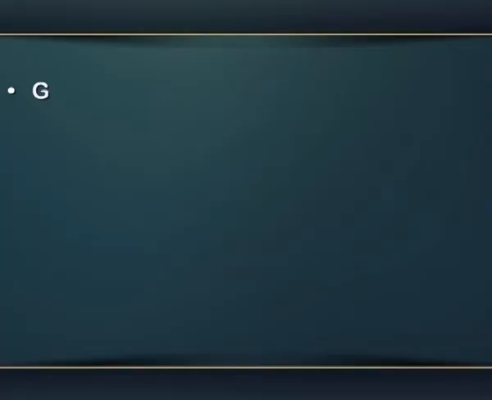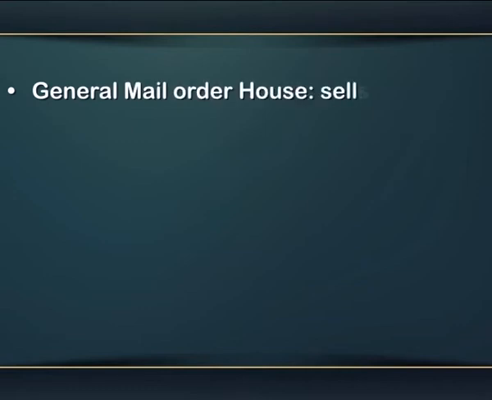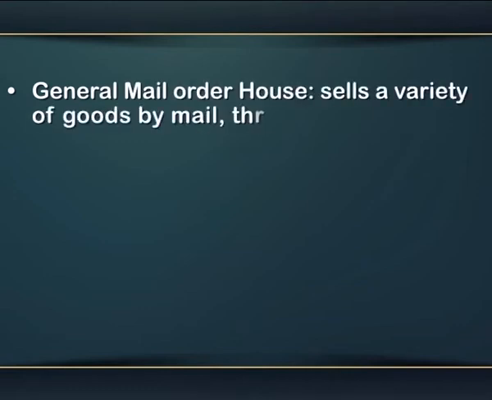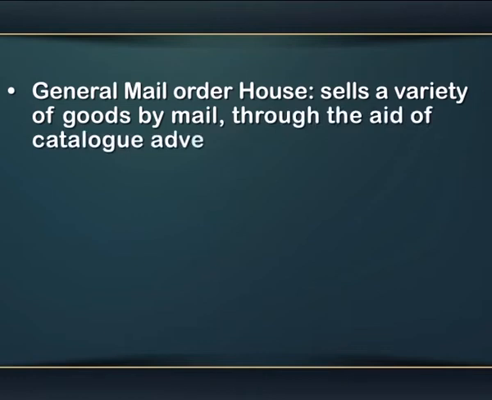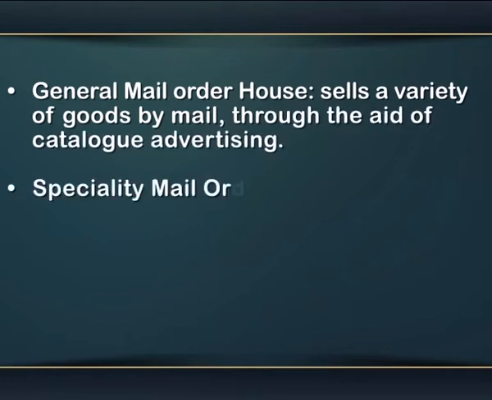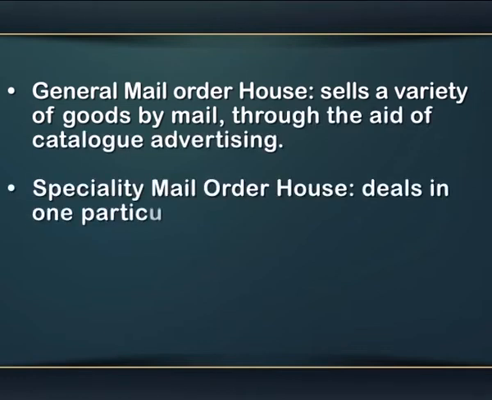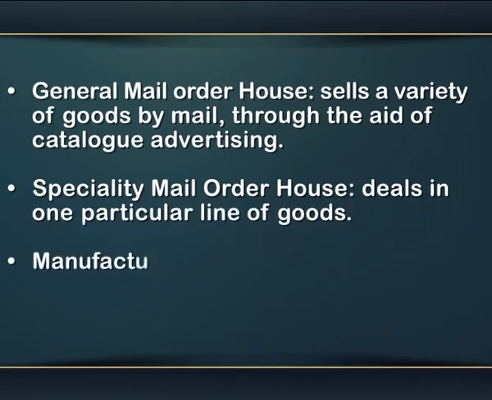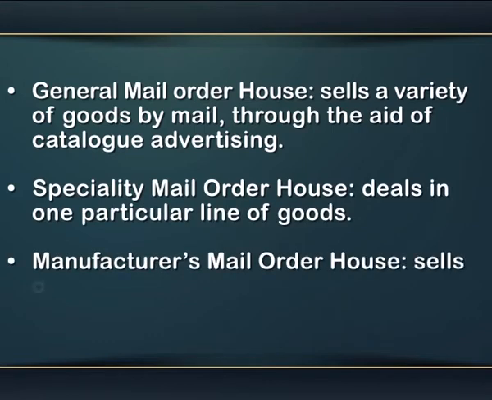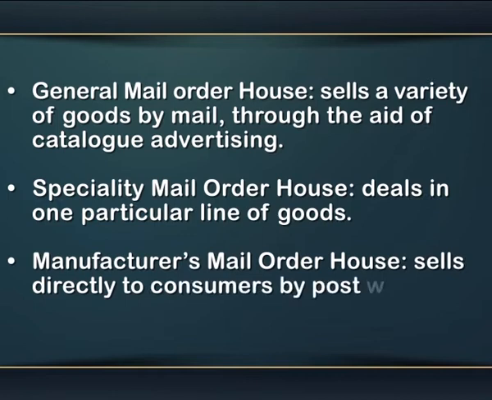There are various types of mail order houses. A general mail order house sells a variety of goods by mail through the aid of catalog advertising. A specialty mail order house deals in one particular line of goods. A manufacturer's mail order house sells directly to consumers by post without any intermediary.